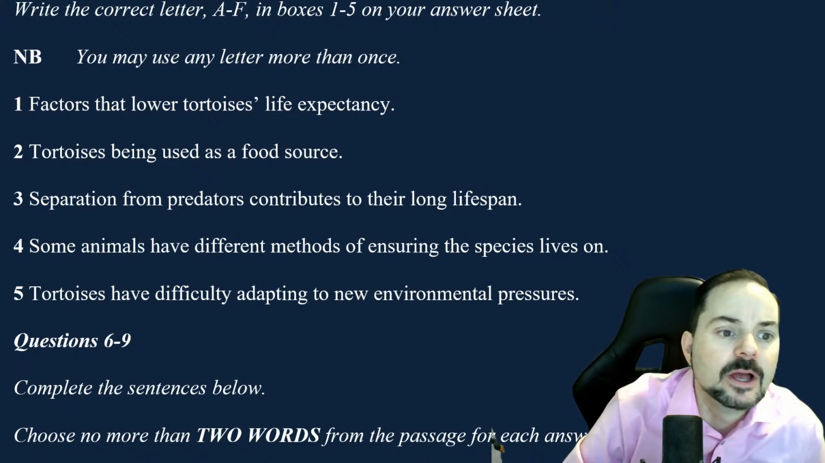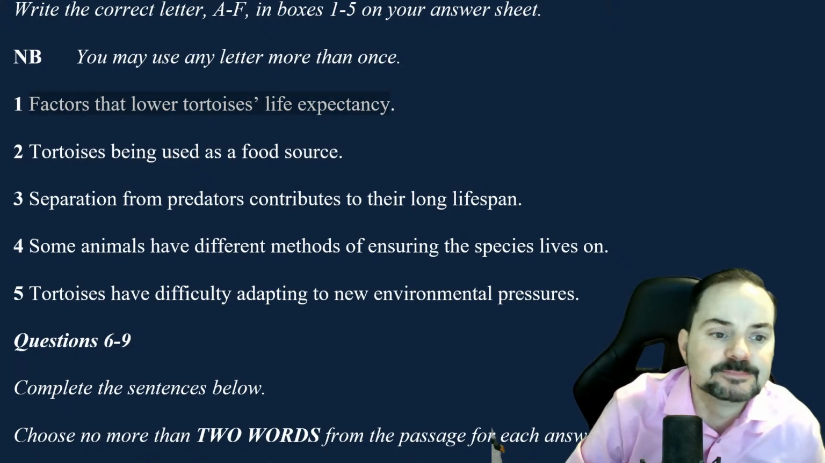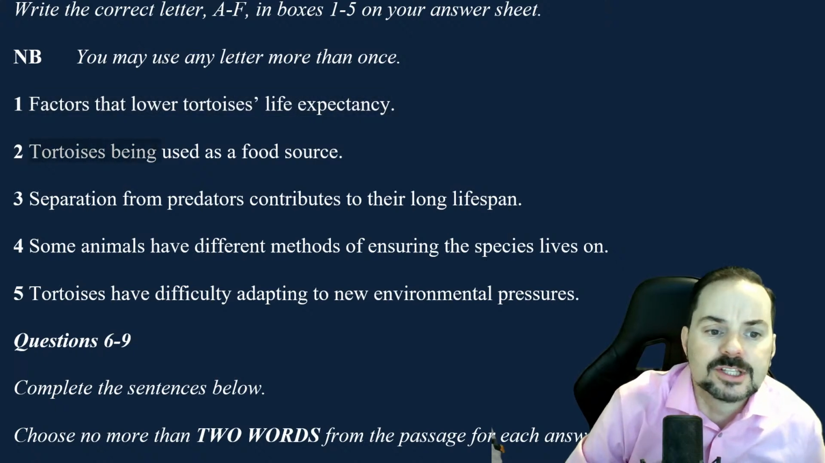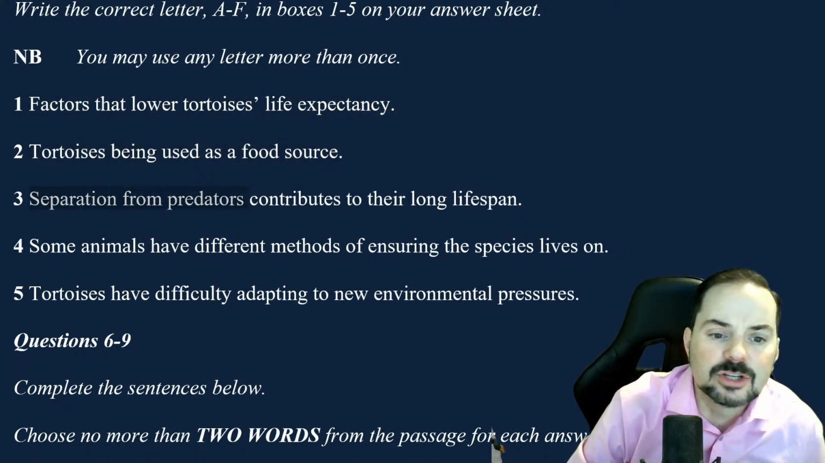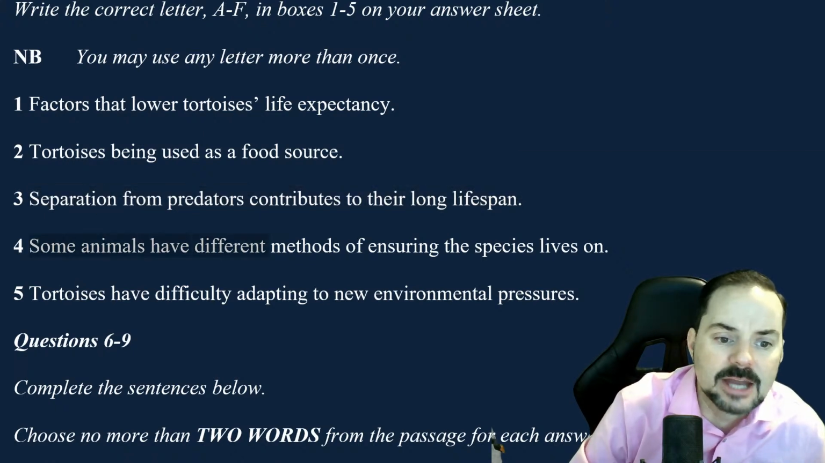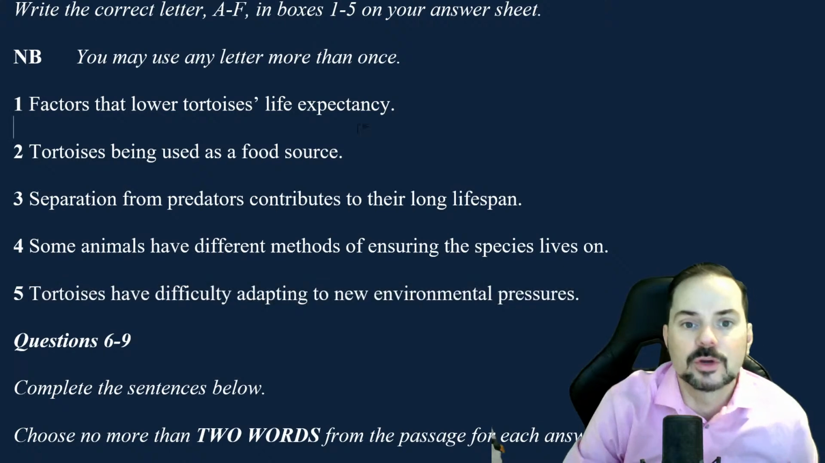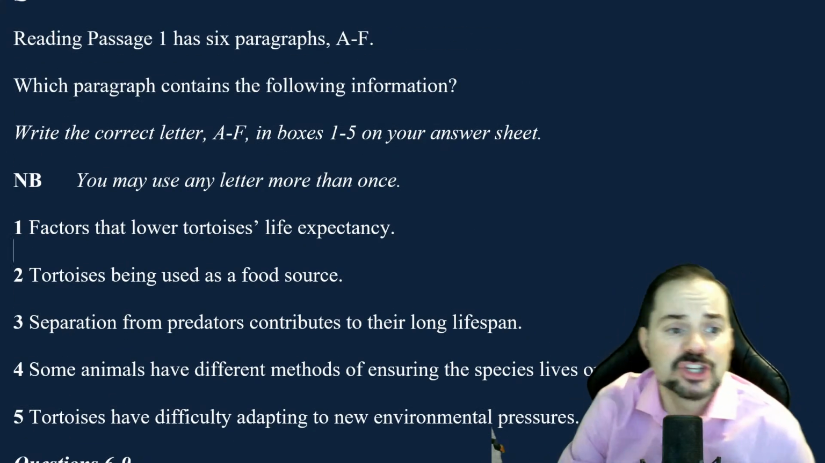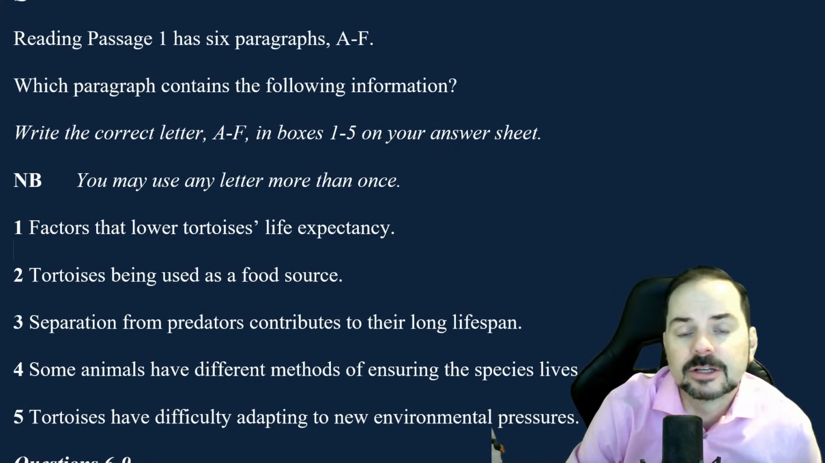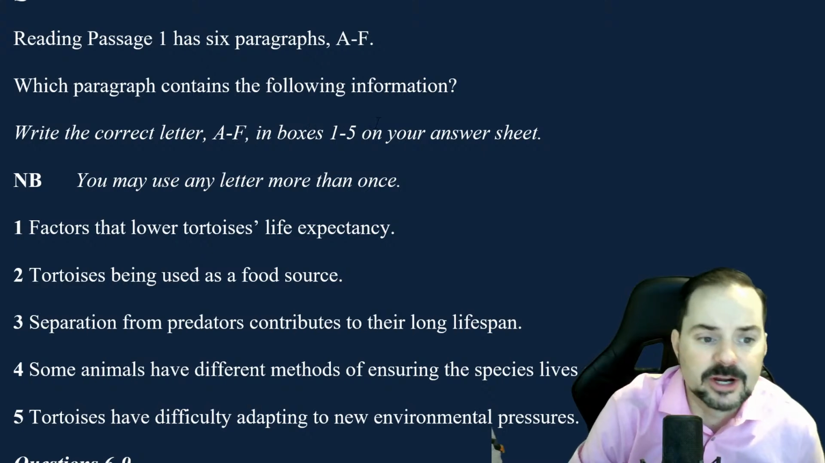So let's read it. Factors that lower tortoises' life expectancy. Tortoises being used as a food source. Separation from predators contributes to their long lifespan. Some animals have different methods of ensuring the species lives on. Tortoises have difficulty adapting to new environmental pressures. Okay, so this is a matching information.